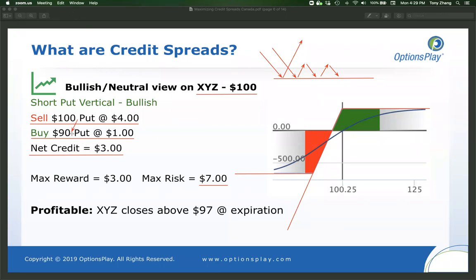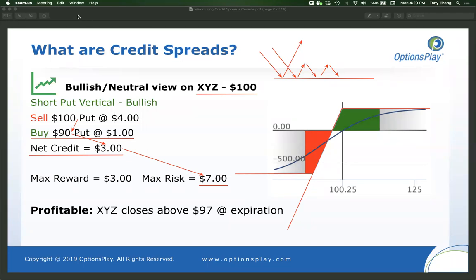So there's a $10 difference, or width of the spread, and you collect $3 of that width, so the remaining $7 is your total risk. That's how you always determine the risk and reward of a spread: it's the distance between the two strikes. Whatever your max risk is, the rest of it is going to be your max profit.